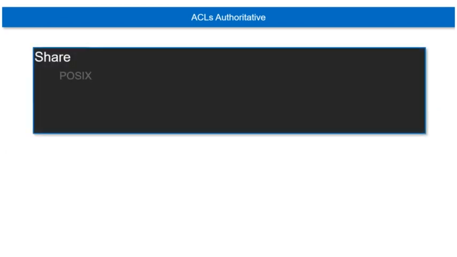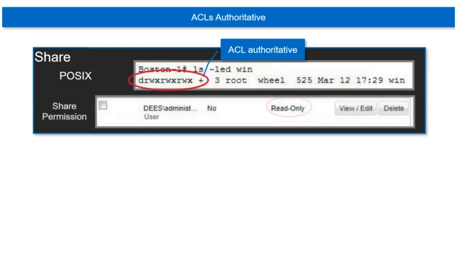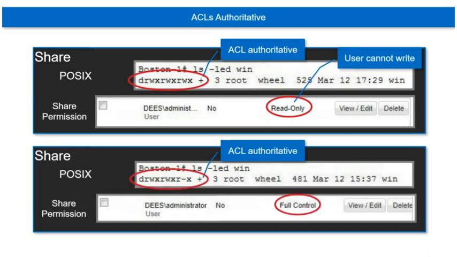Once a file has been given an ACL, the file's previous POSIX mode bits are no longer enforced. The ACL is authoritative. The first example shows a real ACL used. POSIX is set for 777 and the share permissions for the user set to read-only. Although the POSIX shows read-write-execute for everyone, the user cannot write because of the ACL. In contrast, the second example shows the case where the user can write.